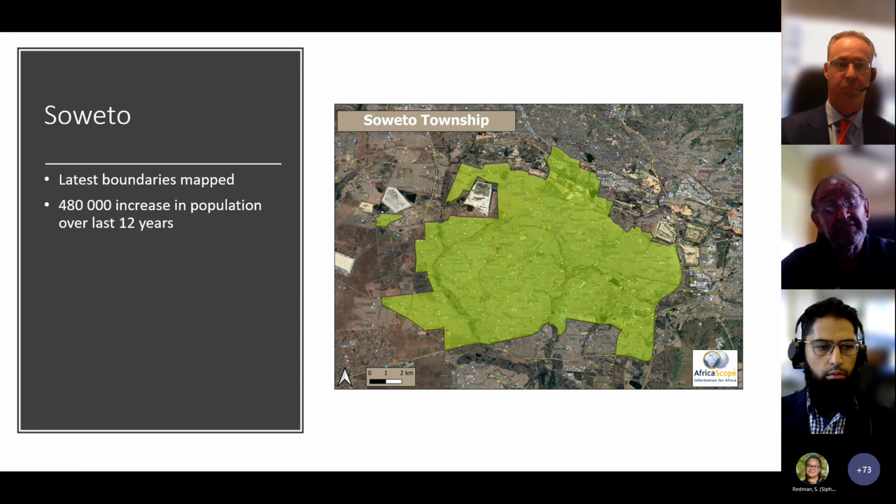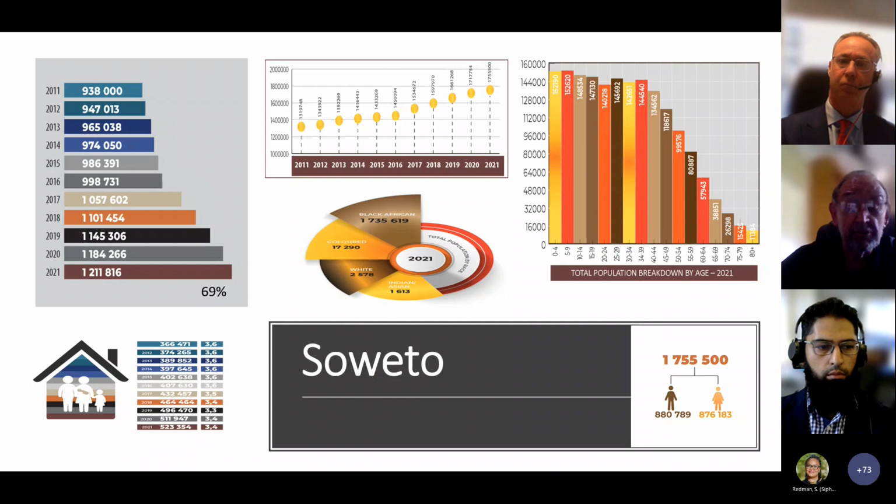Soweto is South Africa's largest township, and its population has grown by about 480,000 in the last 12 years. So we do see growth happening in the townships. And just to give you an idea of what Soweto would look like, I look at this map here, and you can see the growth in the population. It's home to about 1.7 million Black South Africans. It's also home to about 2.5 million white South Africans.